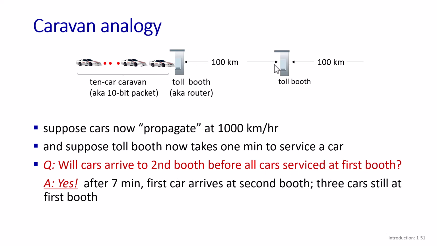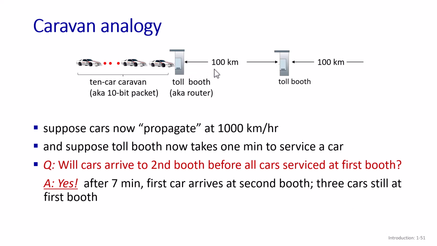Well, here is 100 kilometers. If our cars have a speed of 1000 kilometers per hour, this means that they will cover this distance in 1/10 of an hour, which is around 6 minutes. So the first car, with 1 minute of service over here, will reach the second booth in 7 minutes, right? It will cover this distance in 6 minutes, and there is 1 minute of processing in this toll booth. So the first car will arrive after 7 minutes, and in those 7 minutes, 7 cars will be processed through this booth, but we still have 3 cars that are waiting to be processed at this toll booth. So 3 cars are still at the first booth.